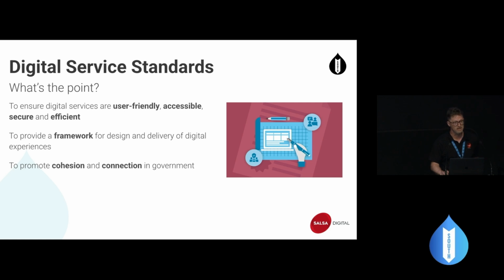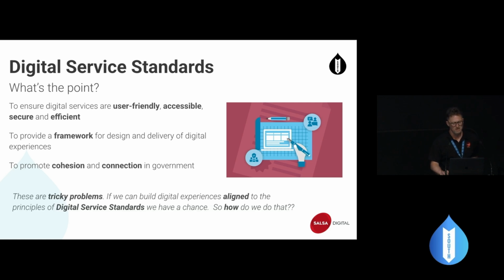So it sounds really easy, right? Well, not really. The aspiration is easy to say, but it's much harder to realise. These are tricky problems. But if we do have some guiding principles like the Digital Service Standard, we have some chance of success in achieving these goals. Without guidelines and principles, we may be flying blind and essentially making it up as we go along. So how do we apply them? This is what I want to explore in this presentation.